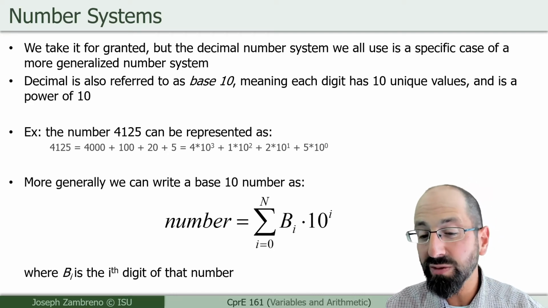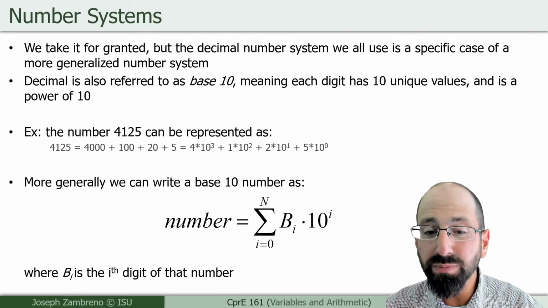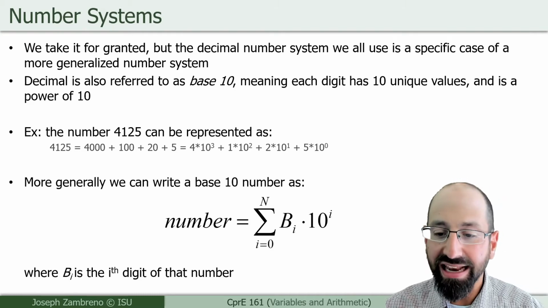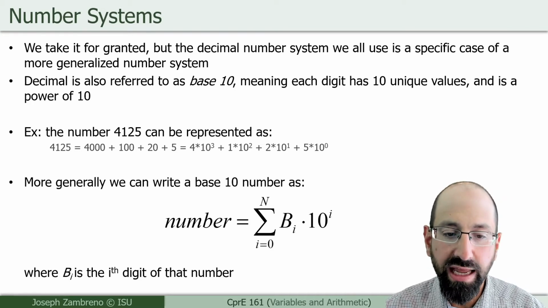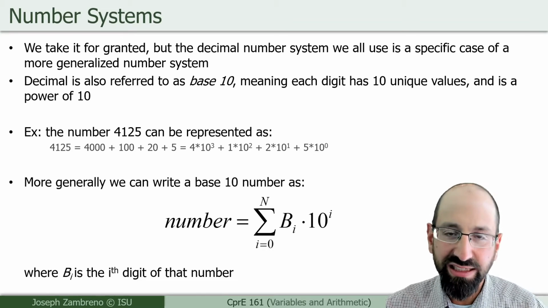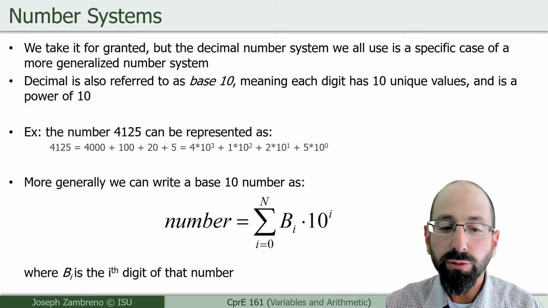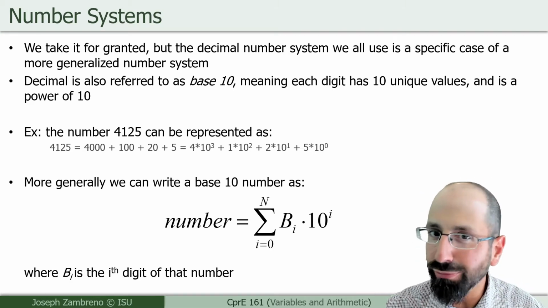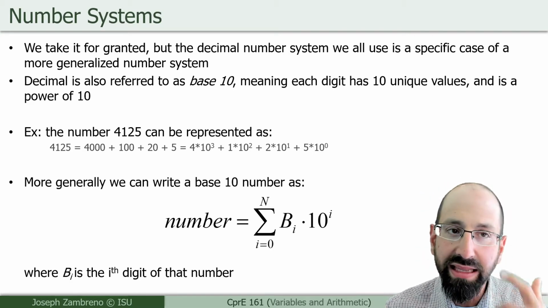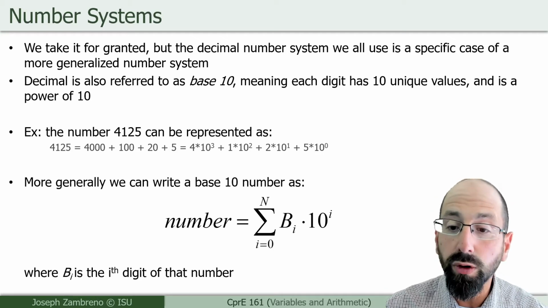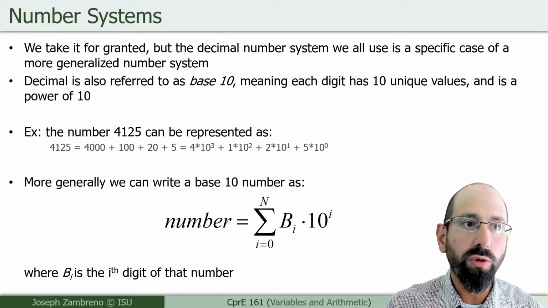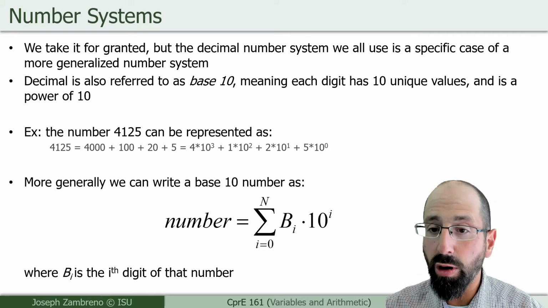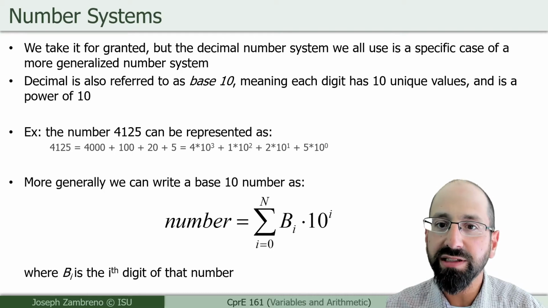So, when I refer to something as being decimal, another term for that is base 10. And that means that each digit has 10 unique values and is also going to be a power of 10. So when we look at a larger number like 4,125, and I know you know this, but we could actually break that down by the individual digits. That first four actually represents 4,000. That next one actually represents 100. The two represents 20, and that five represents the units digit of five.